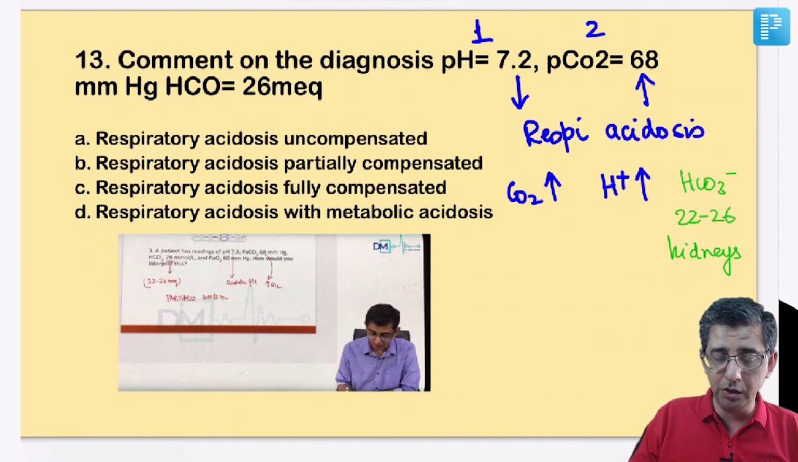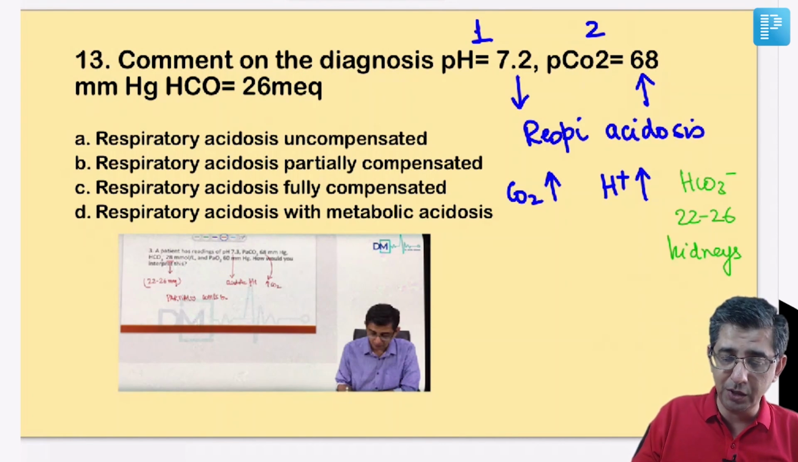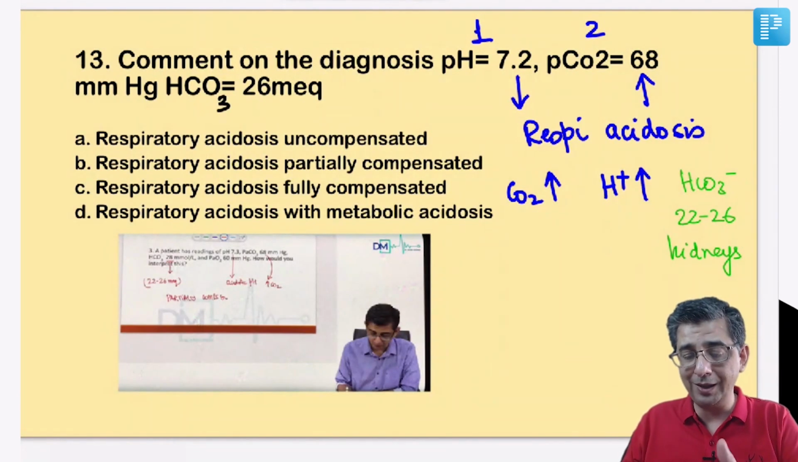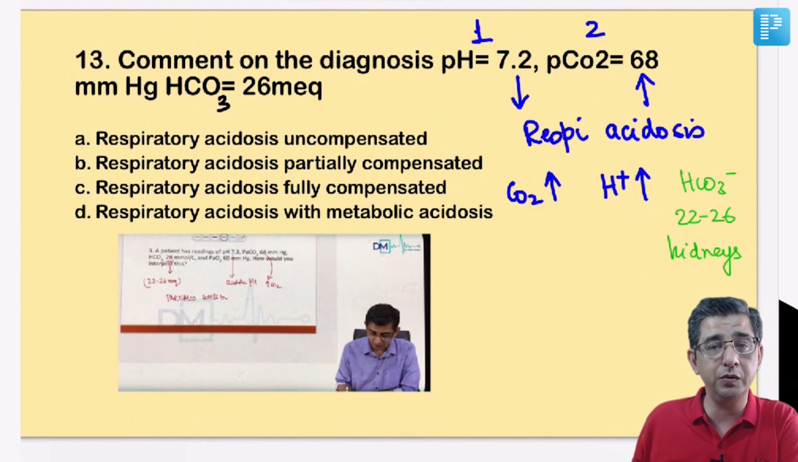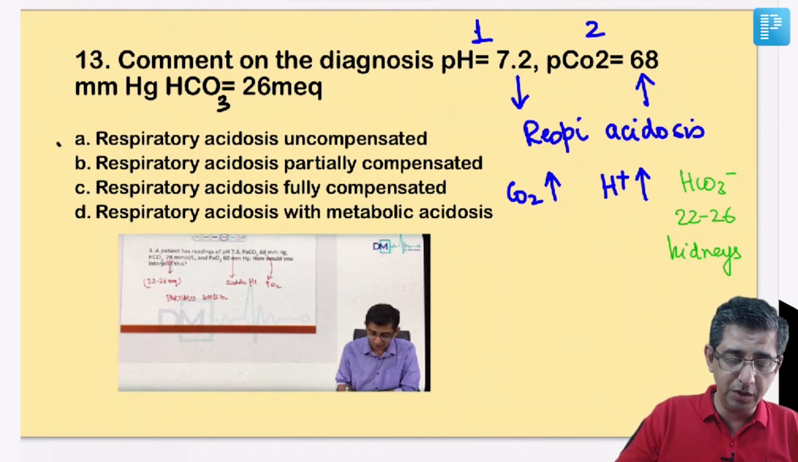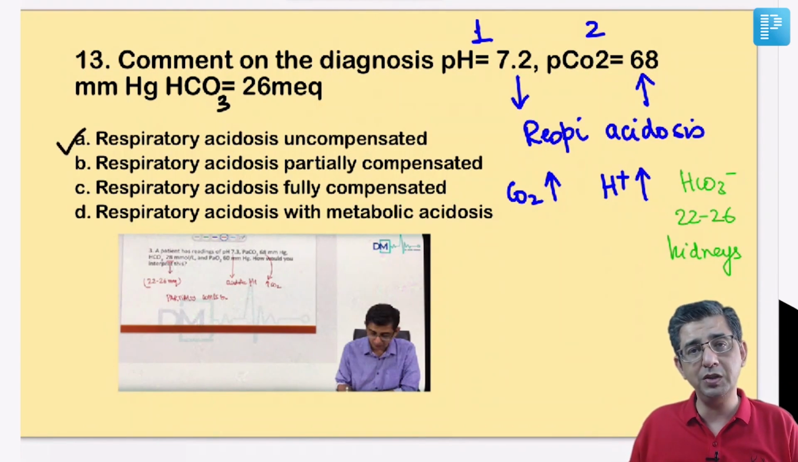So in this particular case, you can notice that the bicarb values of the patient are on the higher side of normal, but at the moment they have not gone beyond the upper limit. They're still within the normal limits. So we will say that the patient is having an uncompensated respiratory acidosis.